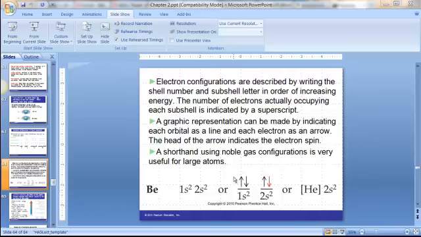And we can also show our electrons drawn out as arrow diagrams. So we could say that there are 2 electrons in the 1s orbital, and you can see the electrons written out here, and 2 electrons in the 2s orbital.